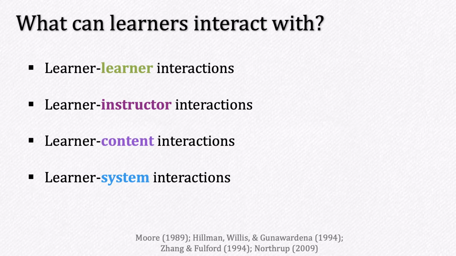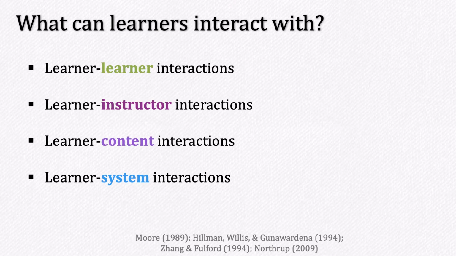All right, so let's shift gears to talk a little bit about interactivity. Now, when it comes to multimedia, a good place to start thinking about interactivity is to think about what learners can actually interact with. And broadly speaking, there are four categories. There can be interactions between learners and other learners. There can be interactions between learners and instructors. Learners can also interact with content, and learners can actually interact with the system in which that content is embedded.